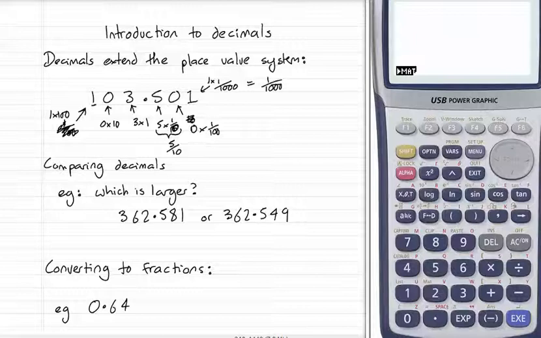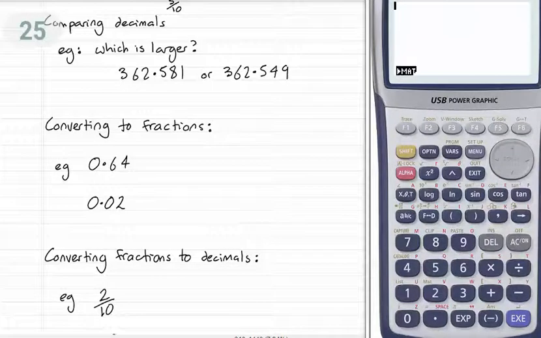So some things we have to be able to do with decimals. We have to be able to compare them. So which one's larger? If I'm comparing any number, I always start from the biggest digit first. So these both have 300s. I can't say anything about which is bigger yet. Both have 60s. Both have 2 units. And they both have 5/10ths.